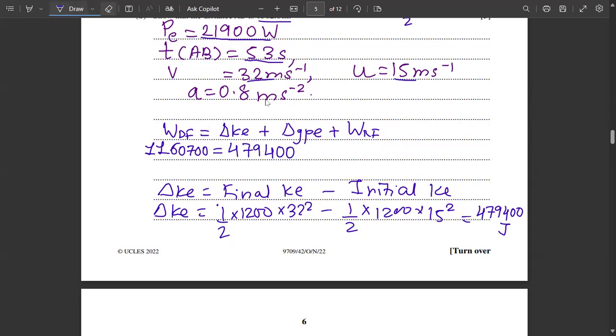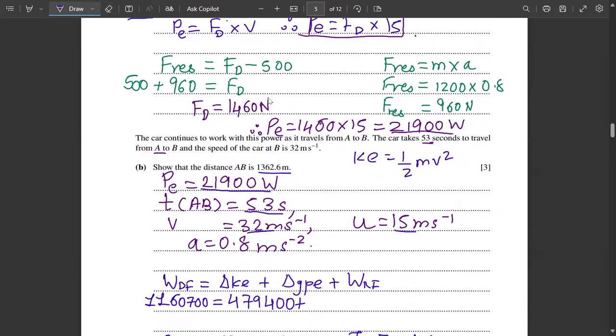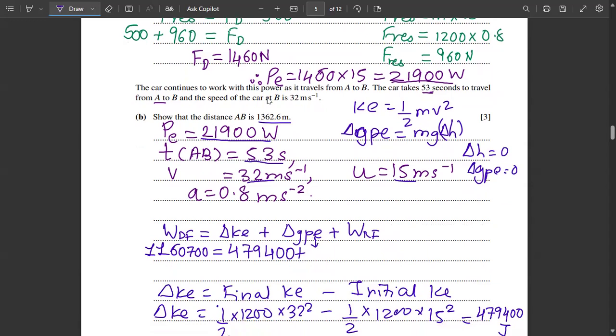And now the interesting thing about delta GP is that this is a horizontal track. So if the height at A is 0 meter, then the height at B will also be 0 meter. So that means there is no change in height. And what is GP? GP is equal to mgh. And if it is delta GP, then it all depends on the change in height, delta h. If delta h is 0, then the change in GP will also be 0. So this change in GP is 0.